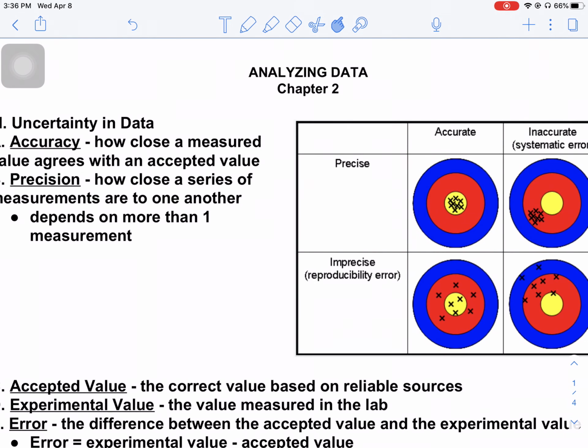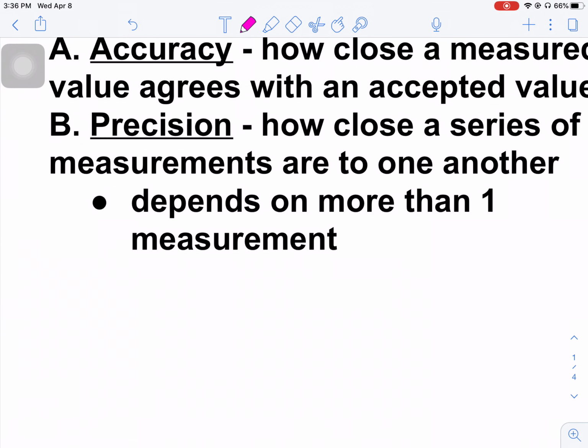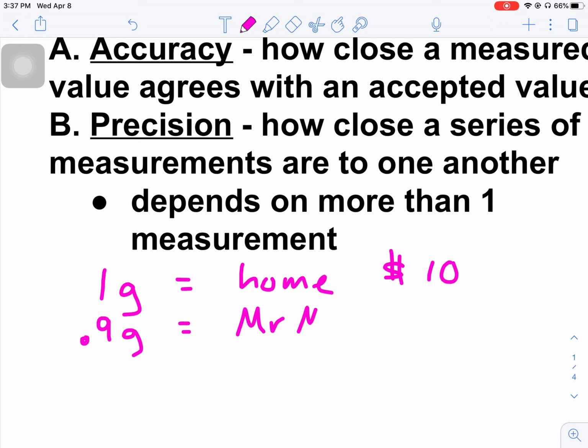Now, there's another way we can describe precision. It's a little bit more complicated. Let's say we have a digital scale, and the digital scale at home measures things to the nearest gram. So I could measure, maybe something weighs 1 gram, okay? And this is my home scale, and maybe I paid $10 for this scale. So then I go in and I say, Miss Mead, I need to weigh this thing. And Miss Mead has some scales, and you throw it on that scale, and it says, well, it's 0.9 grams, okay? So Miss Mead has some scales, and these scales are a little bit more precise.